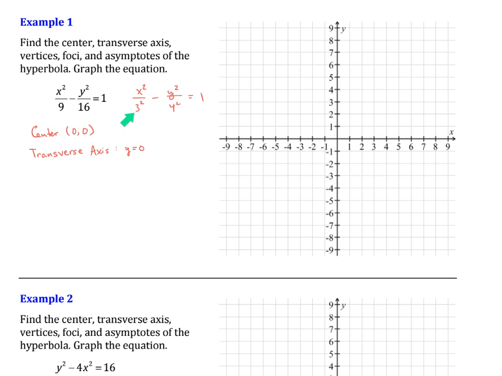So in the x direction, we're going to go to the left and right 3 units. And under the y squared, we have 4 squared. So up and down, we're going to go 4. So let's draw that box. Left and right, 3 units. Up and down, 4 units. If we draw our box, we know that we open so that we're opening on our transverse axis. Well, what we can do to help us out is draw the diagonals of this box. And that will be our asymptotes.